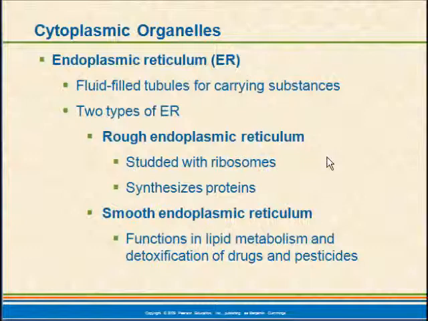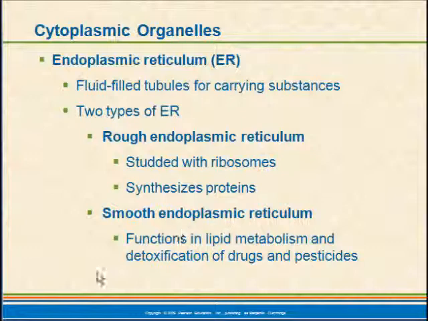Smooth endoplasmic reticulum doesn't have any protein manufacture. Instead, it has a lot of enzymes on the surface which help it function in lipid metabolism, detoxification of drugs, pesticides, and other substances. And so cells that are detoxifying lots of substances are going to have a higher level of smooth endoplasmic reticulum. For instance, the liver has more smooth endoplasmic reticulum than other cells do.